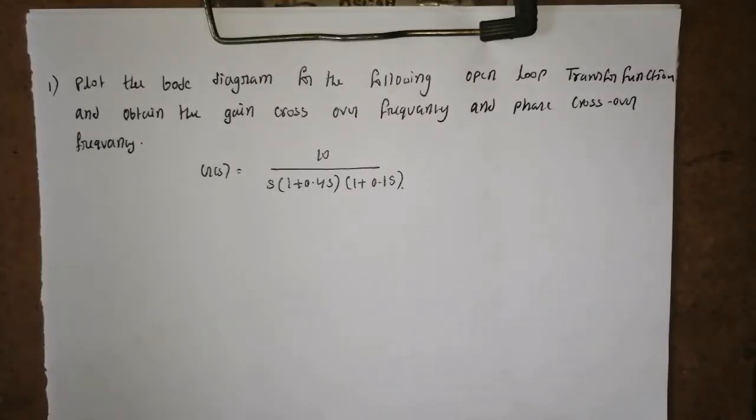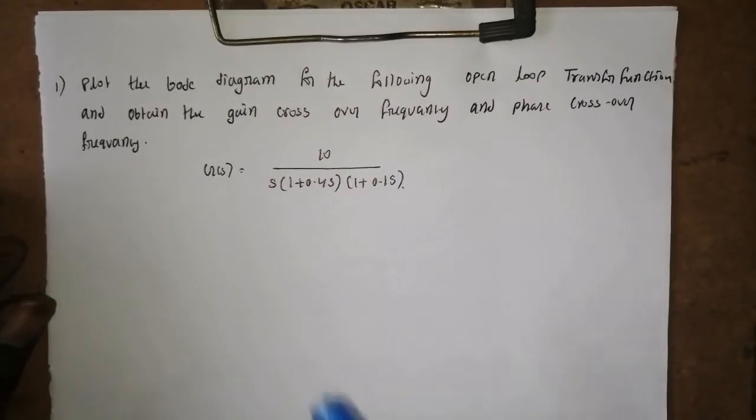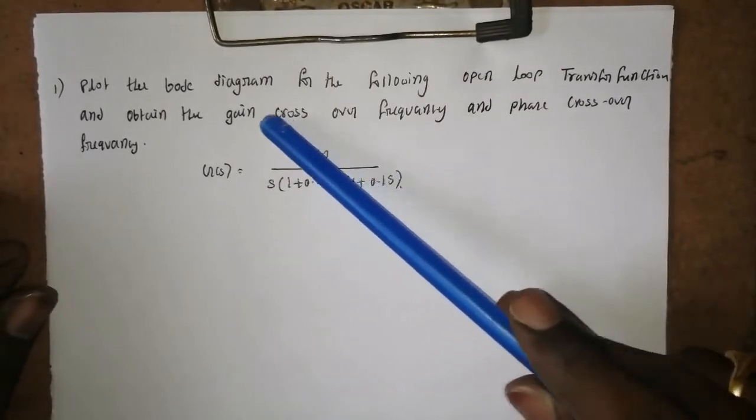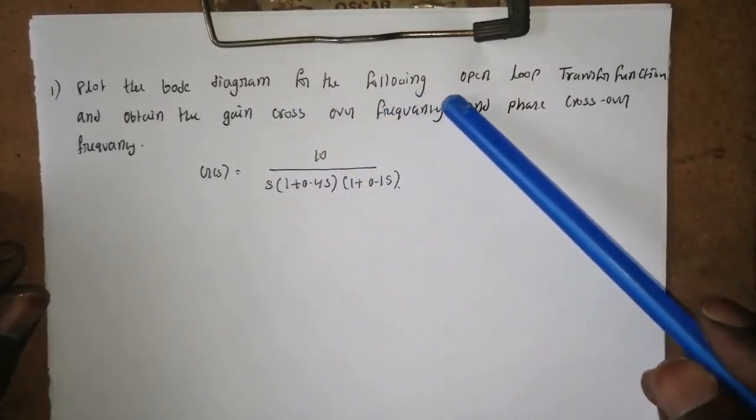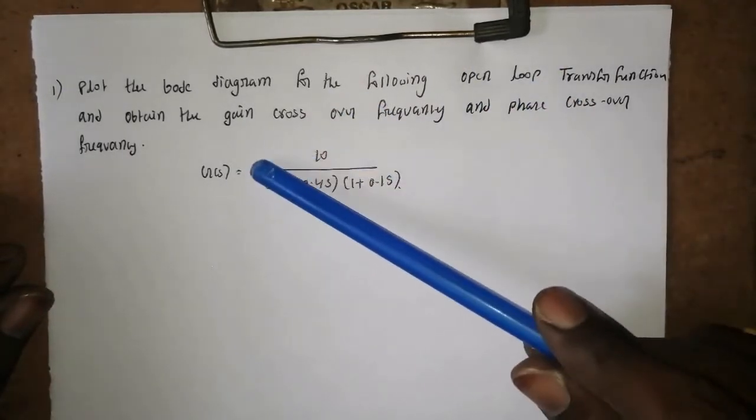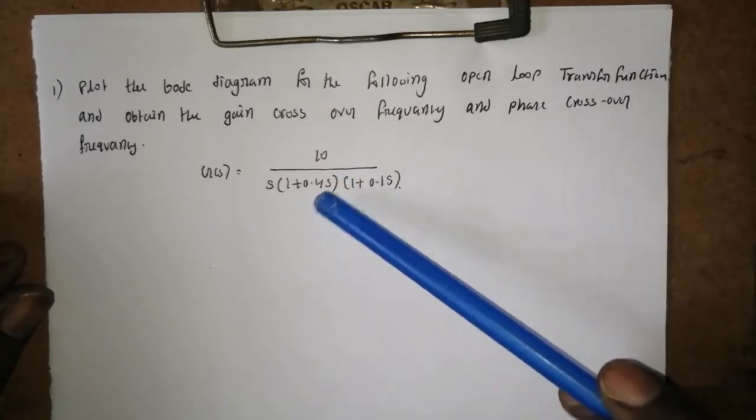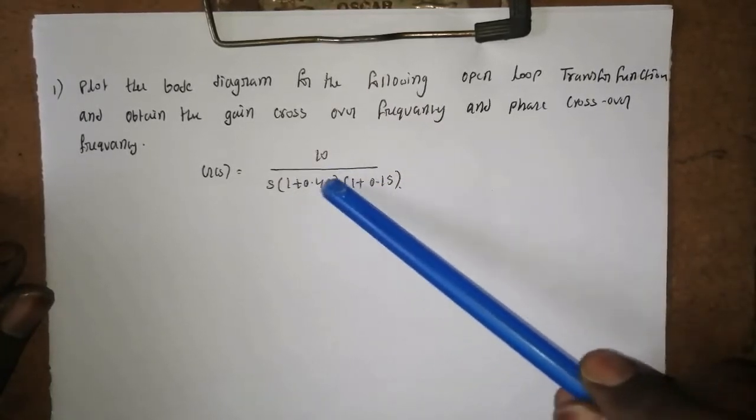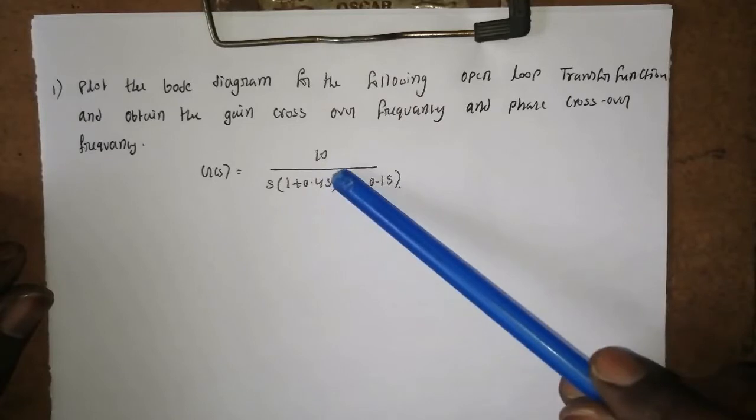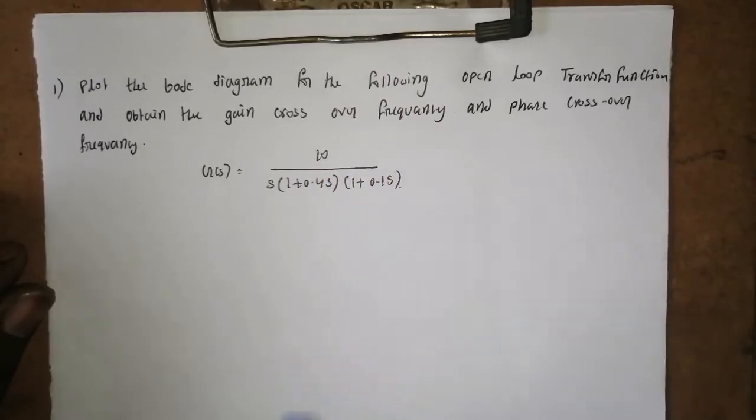Hi students, in this video I am going to explain how to draw the Bode plot for the given open loop transfer function. So this is the question we have: plot the Bode diagram for the following open loop transfer function, applying the gain versus frequency and phase versus frequency. So this is the given open loop transfer function. From this we have to draw the Bode plot.